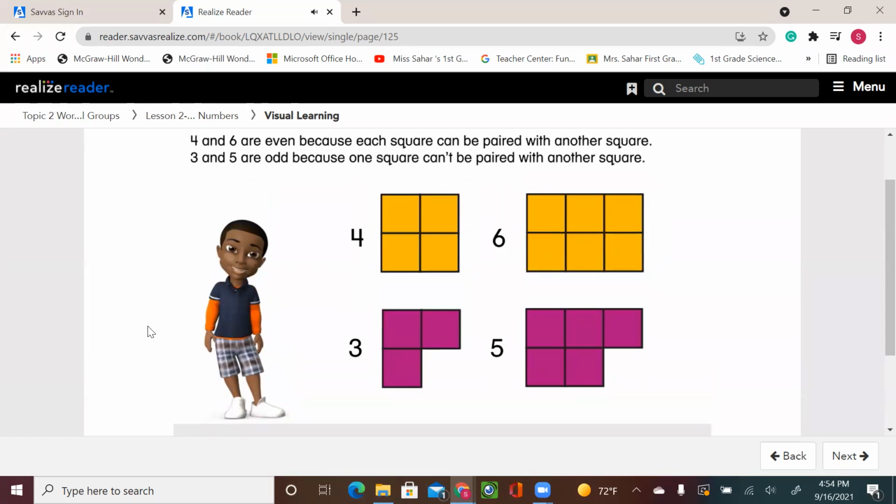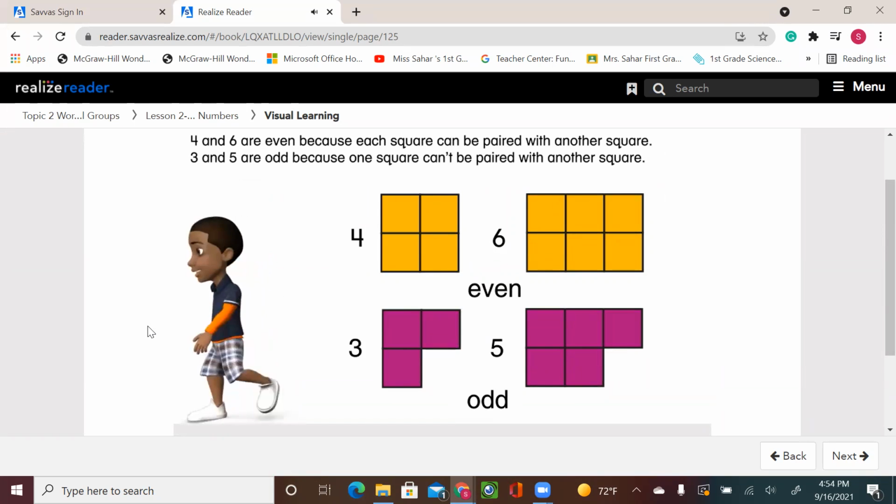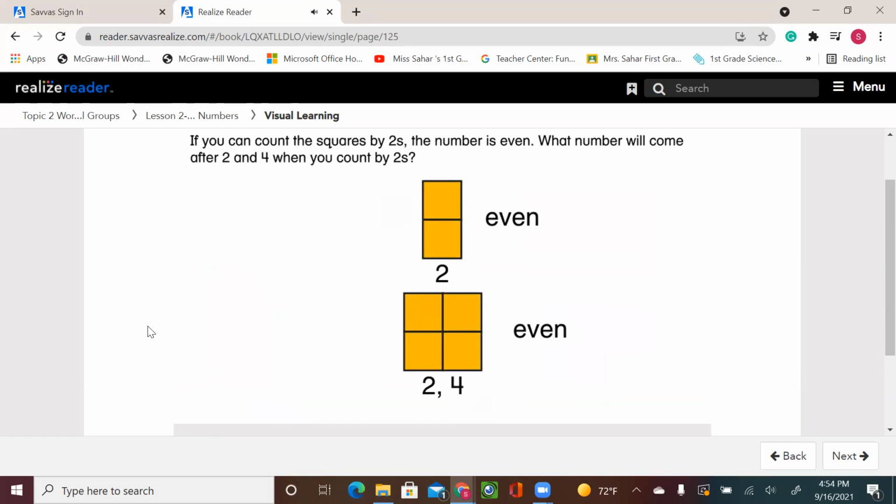4 and 6 are even because each square can be paired with another square. 3 and 5 are odd because one square can't be paired with another square. If you can count the squares by 2s, the number is even. What number will come after 2 and 4 when you count by 2s?